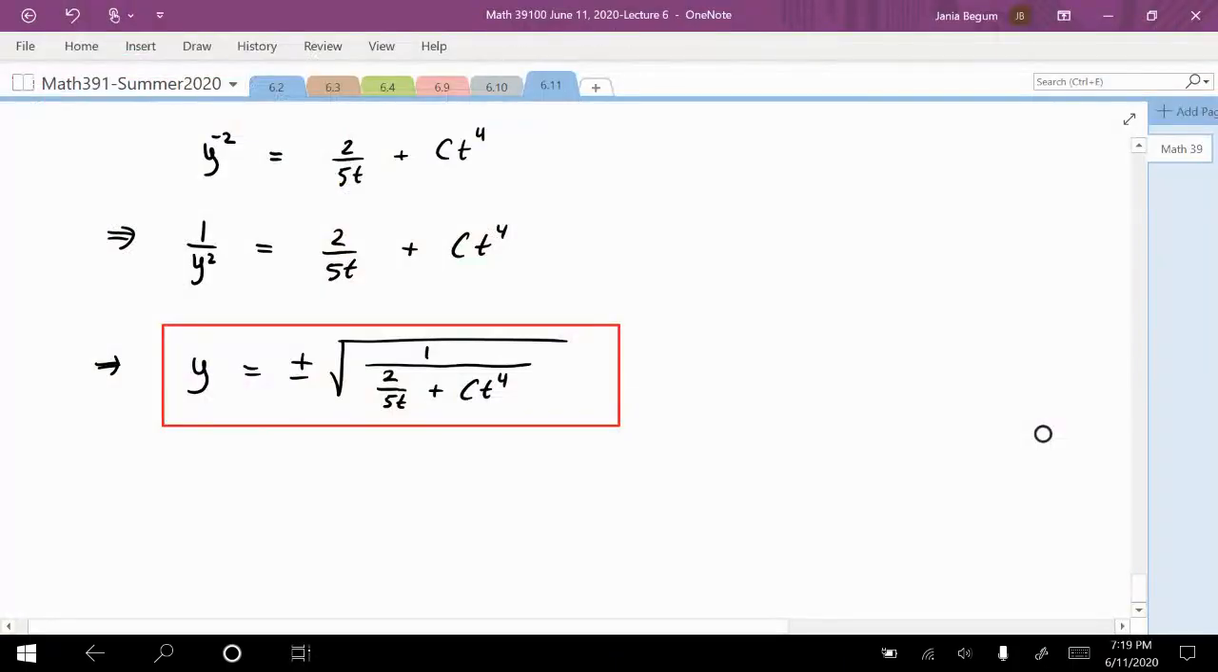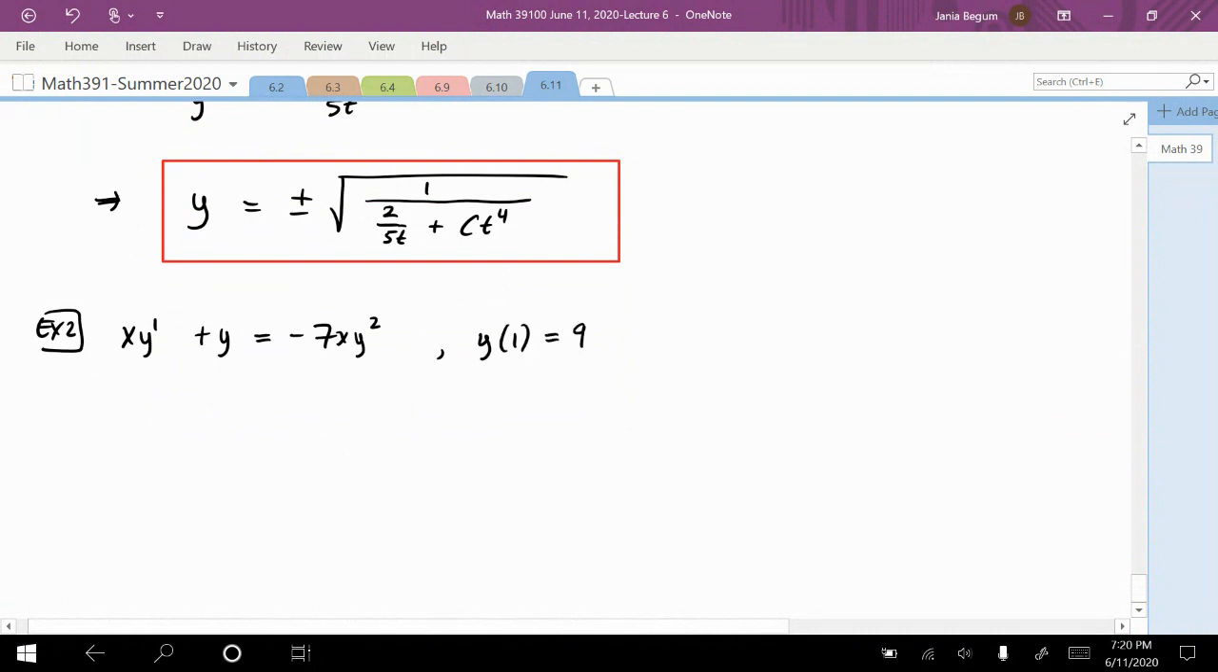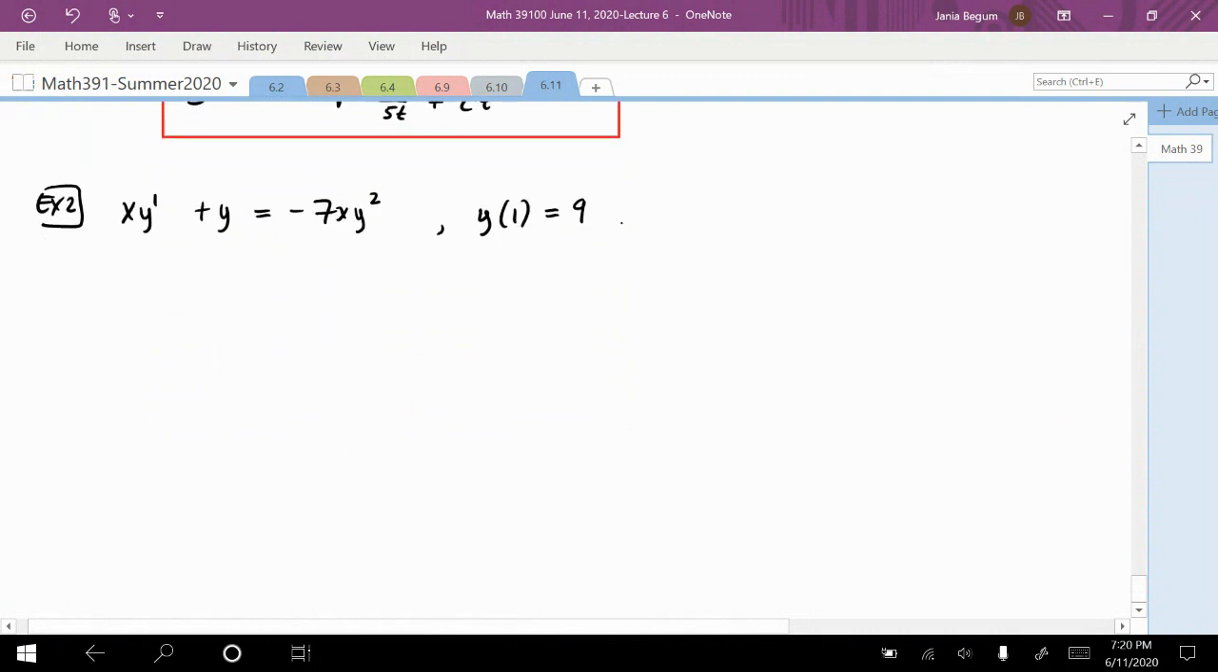So here's another example of a Bernoulli equation. This is our second example. We want to solve xy prime plus y is equal to negative 7x y squared with the initial condition y of 1 is 9. Okay.